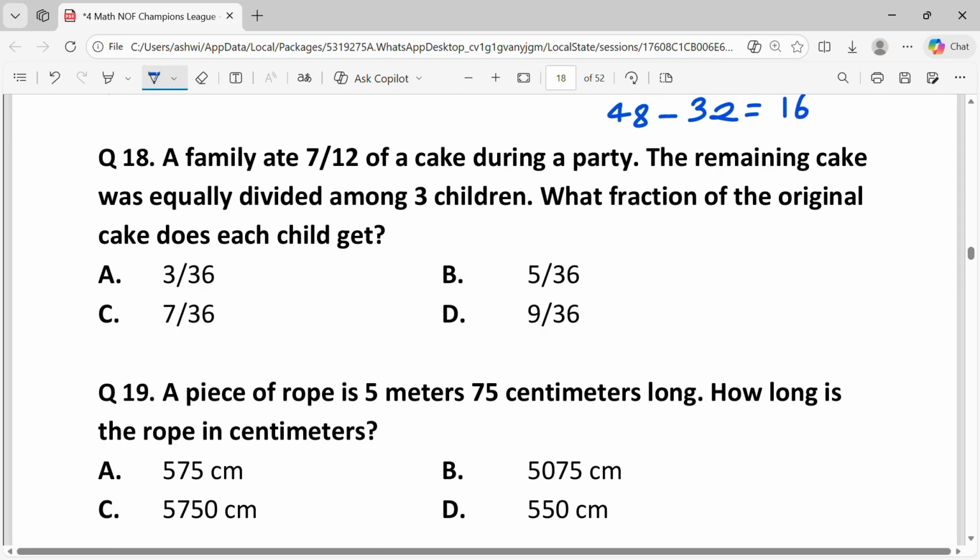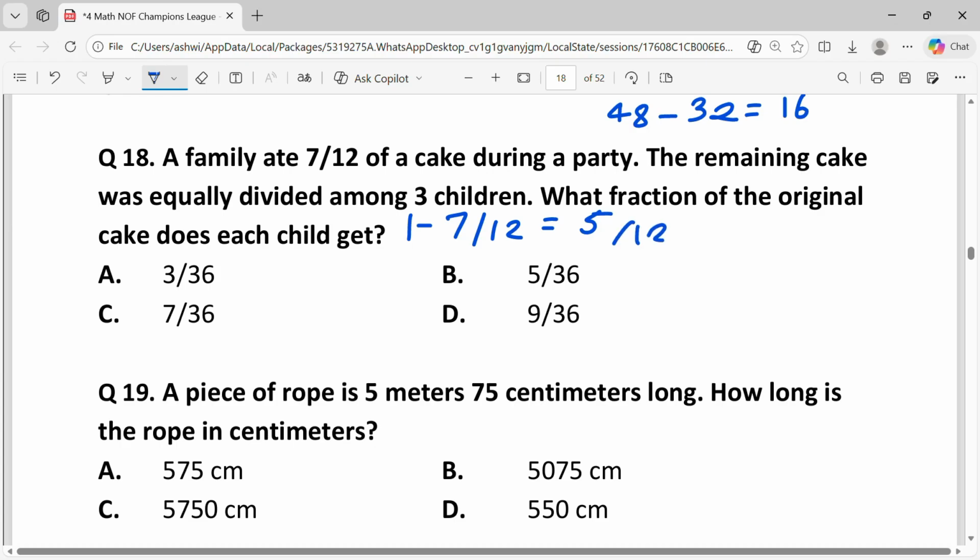Question 18. A family ate 7 by 12 of a cake during a party. The remaining cake was equally divided among 3 children. What fraction of the original cake does each child get? The remaining fraction of the cake after the party is 1 minus 7 by 12, which is equal to 5 by 12.